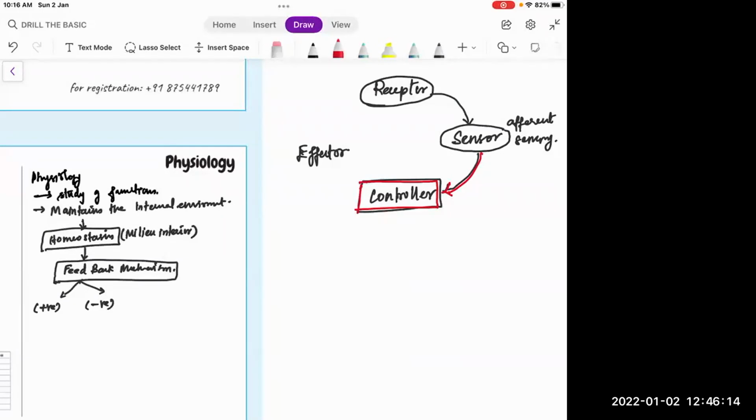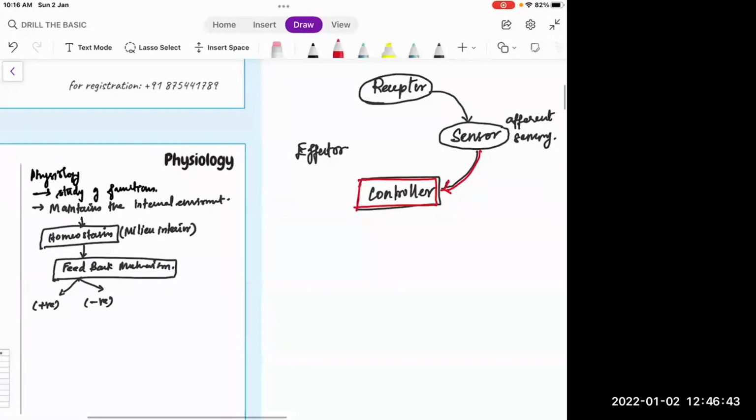And if it is deficient or very low, then the controller will give the signal to the specific secretory region to produce more of those specific chemicals, enzymes, hormones, or whatever it is. So this controller is the one which analyzes the signal received by the receptor and sensed by the sensor, and then the controller will analyze.